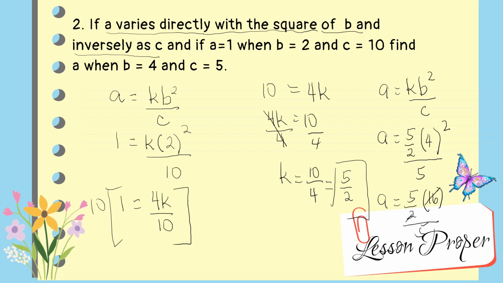16 can be divided by 2. That is 8. So we have 5 times 8 is, let's have here, 5 times 8 is 40 divided by 5. And 40 divided by 5 is 8. So therefore, the value of a is 8 when b is 4 and c is 5.